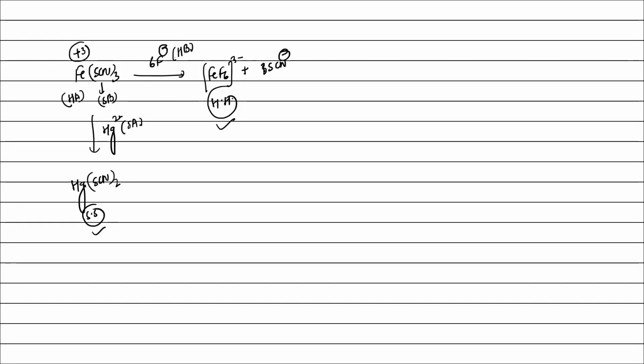I will tell you about the HSAB concept, the Pearson concept, when I teach acid base, okay? So what is the driving force behind these reactions? This reaction is the formation of a hard interaction. This is the formation of a soft interaction. Blood red color is due to Fe(SCN)3. When Fe(SCN)3 undergoes decomposition due to formation of this and this, then the blood red color of the solution fades and ultimately disappears. Is it clear? Yes, sir. Okay.